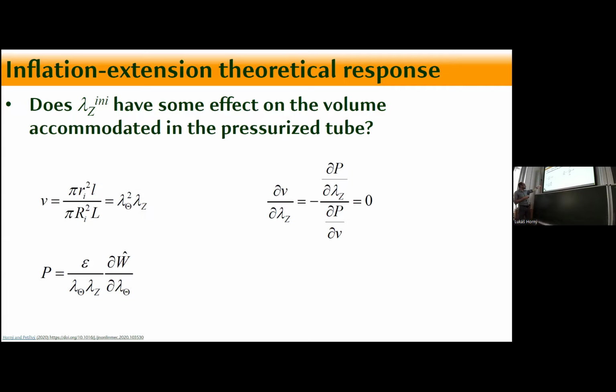We will again use the Fung-type approximation of the pressure dependence. We are asking about some optimum, some extremum, but not with respect to the pressure and circumferential deformation, but with respect to the volume accommodated, the relative volume accommodated in the pressurized tube, and if it has something to do with the applied axial deformation.